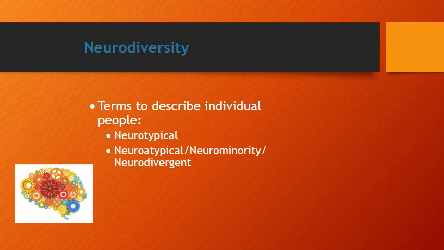So neurotypical would be people who are not neurodivergent, and then neuroatypical, neurominority, and neurodivergent are all pretty much synonyms for the groups of people we talked about on the last slide: autistic people, people with ADHD, people with mental illness, people with specific learning disabilities.